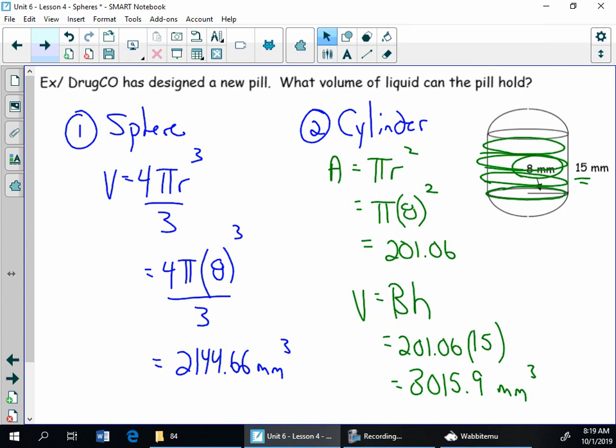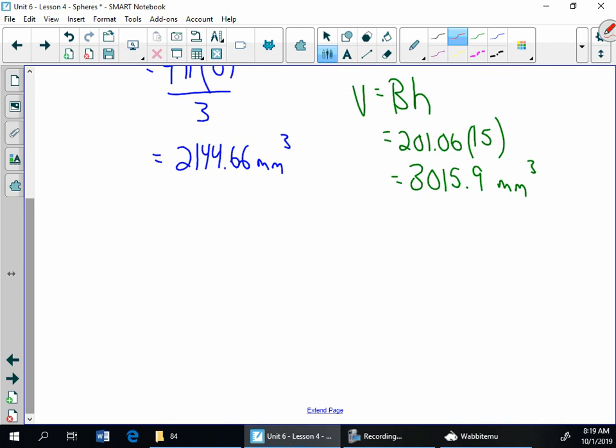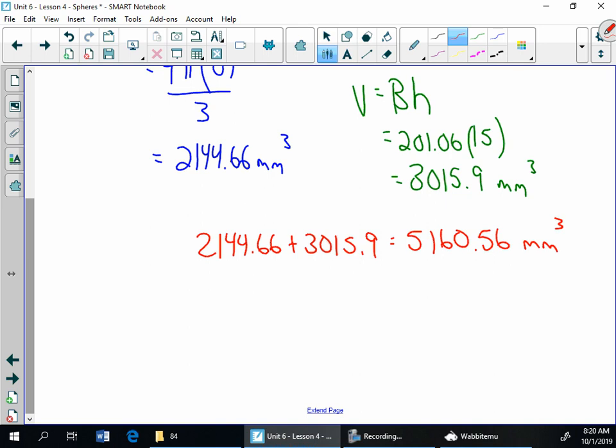The question was, how much volume of liquid can the pill hold? Well, the pill is made up of both of these parts put together. So I'm going to have to take my two answers and add them together. And if you do that, you should get 5,160.56. And it's a word problem, so therefore, the pill can hold 5,160.56 millimeters of liquid.